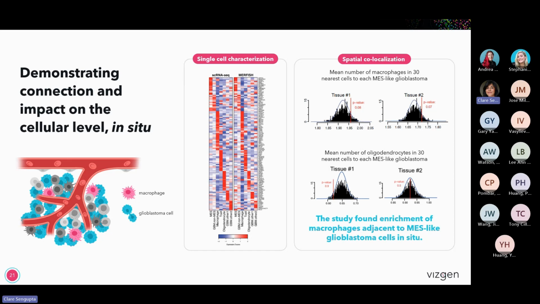And then the spatial component of the Merfish data allows these researchers to measure the relationship between nearest neighbor cells, like these MES-like glioblastoma cells, and their enrichment of macrophages next to this cell type. And in addition to this, they were able to look at the enrichment of certain supporting cells like oligodendrocytes next to these glioblastoma cells as well. And that gave them a unique observation about not only immune cells, but also supporting cells enrichment near these, the crosstalk between these populations in this microenvironment.